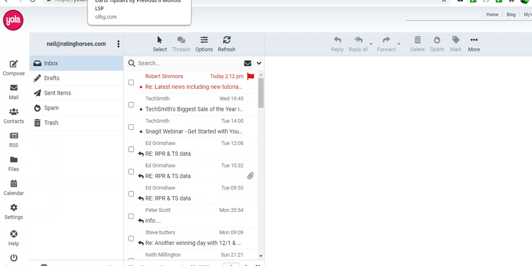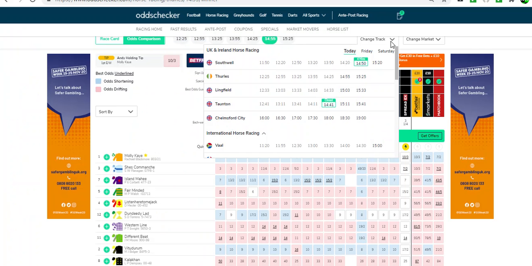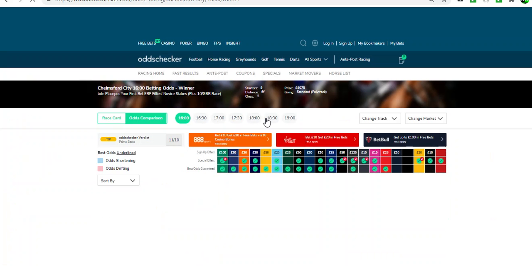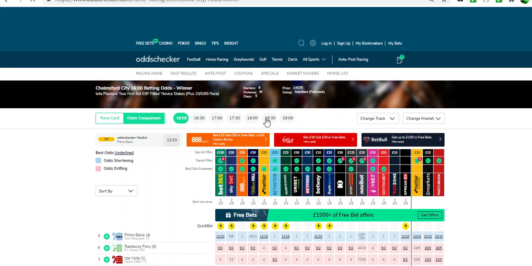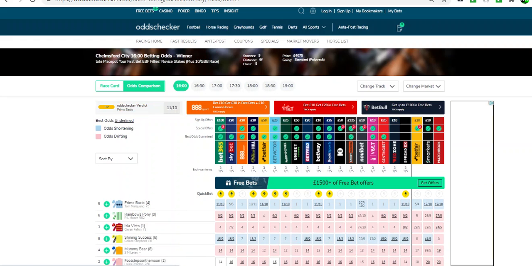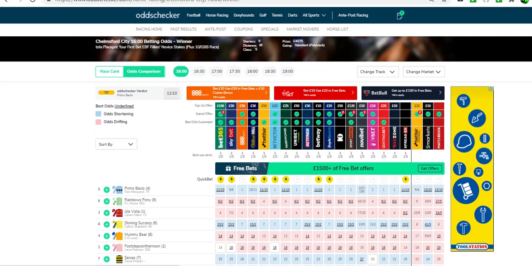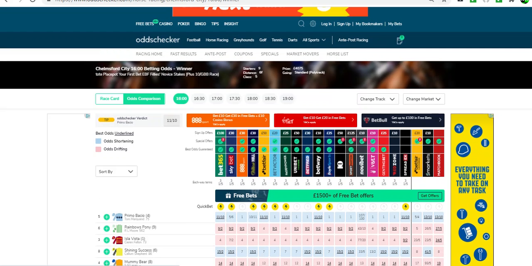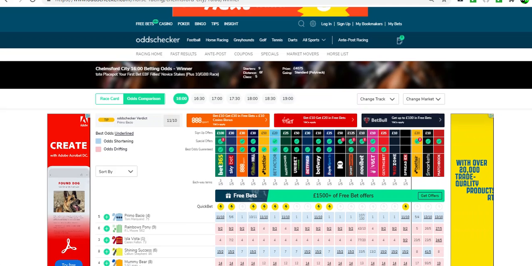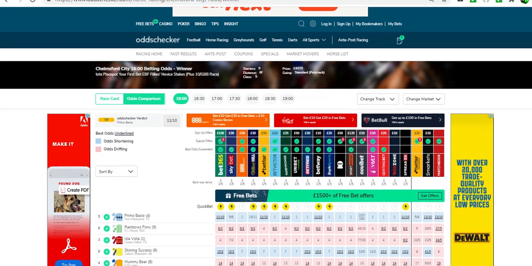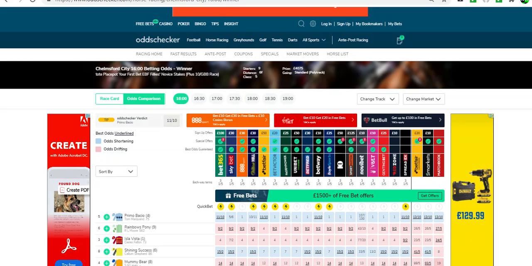So we'll go over to Odds Checker, and I'm going to click on the 4 o'clock at Chelmsford, and we can see that Rainbow's Pony does offer value. It's currently available at 9-2. So that would tell me that there could well be a little bit of value in backing that horse. The favourite is Primo Bacchio, which is available around 11-10.